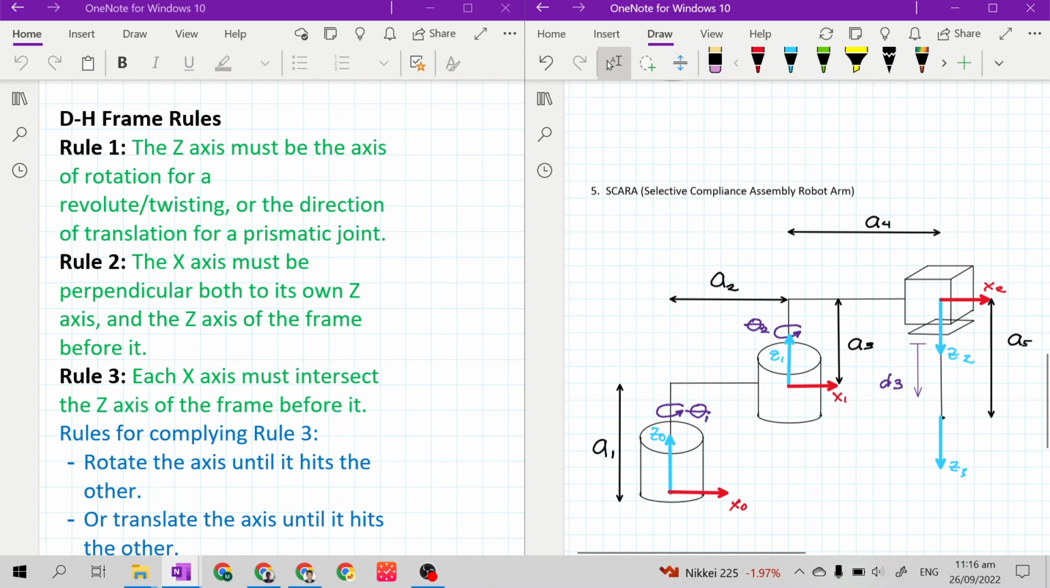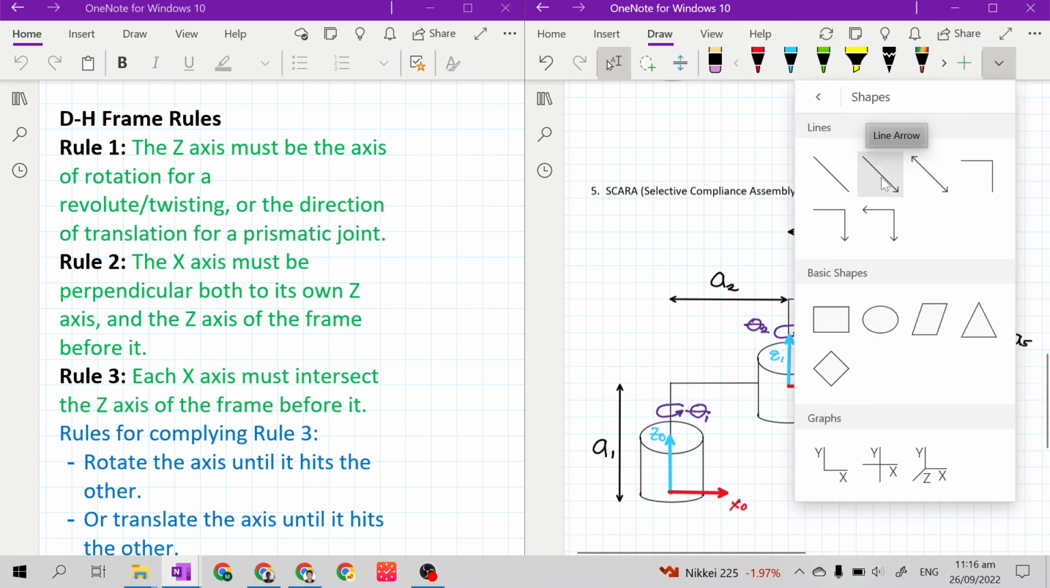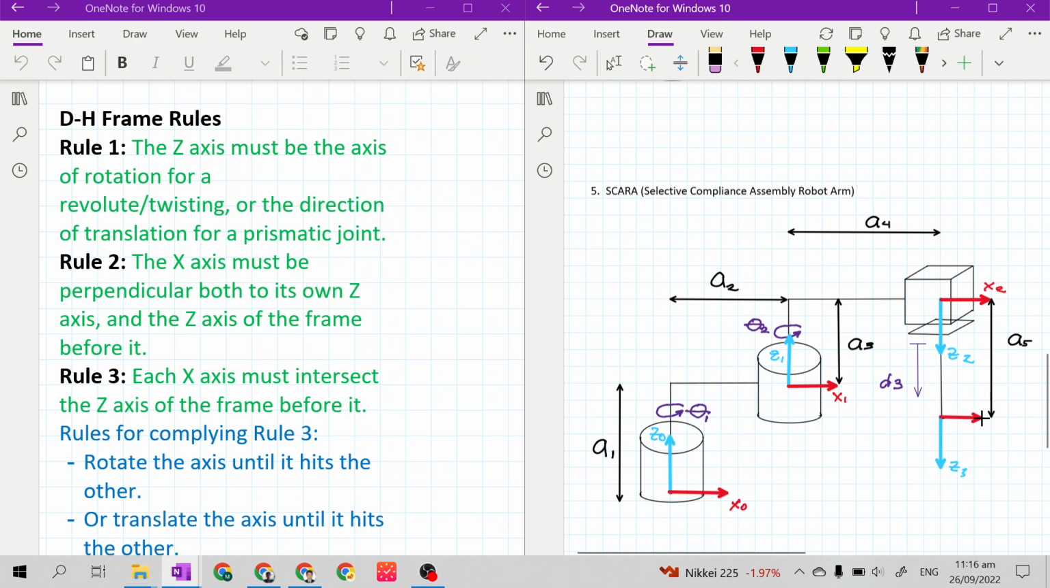Next is for the end effector. So x sub 3. So z sub 2 and z sub 3 are both pointing downward. So our only choices are left or right, front or back. So I will choose again to the right. Every x-axis is pointing to the right.